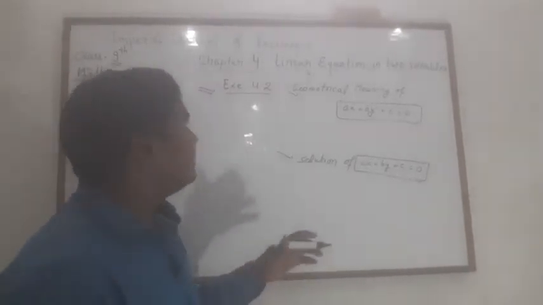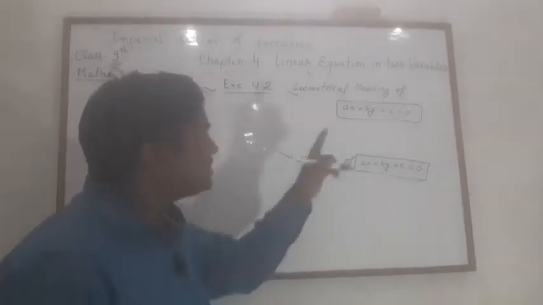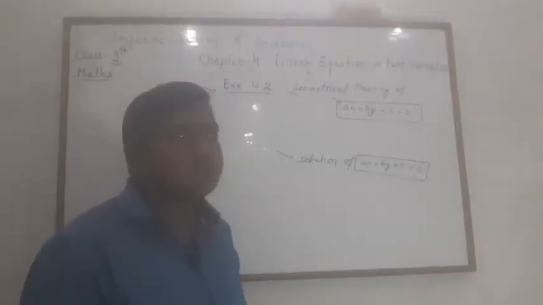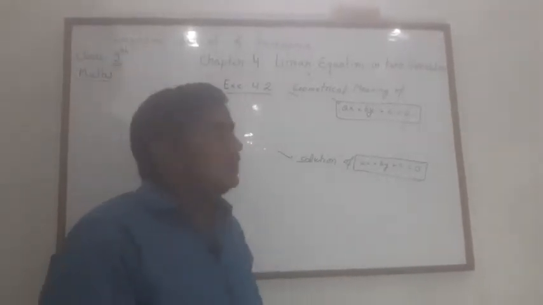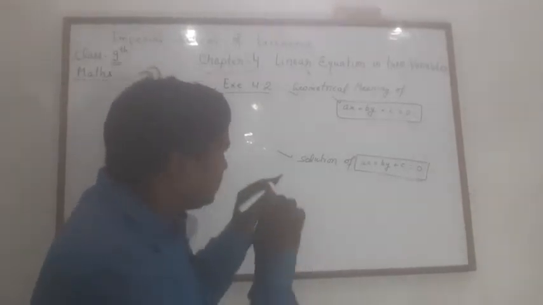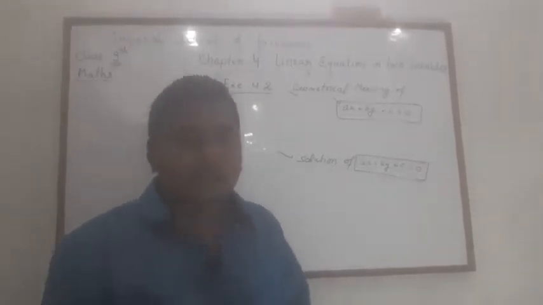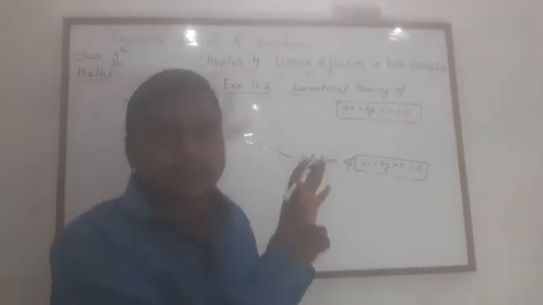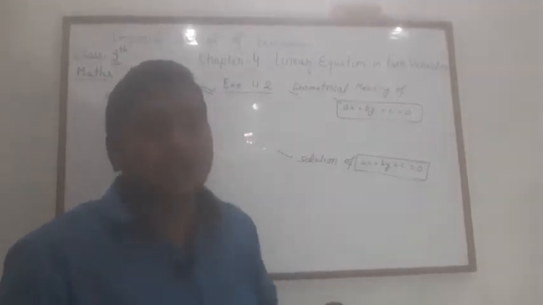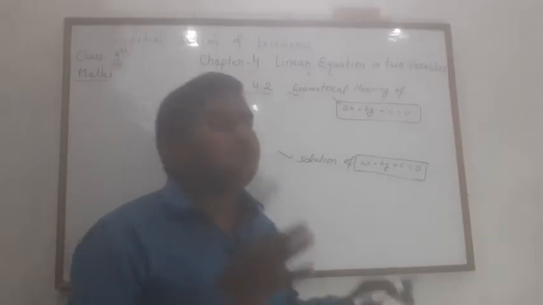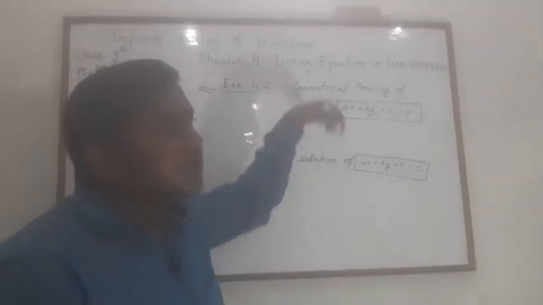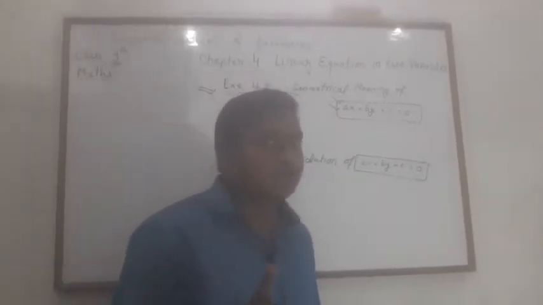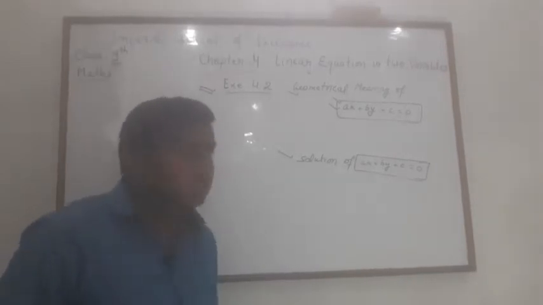So the first fact, dear students, is: what is the geometrical meaning of this linear equation in two variables? See, this is the general form of a linear equation. The geometrical meaning of this equation is that it represents a straight line. If we draw the graph of this equation, we will get a straight line. I hope you understood the geometrical meaning of this equation.